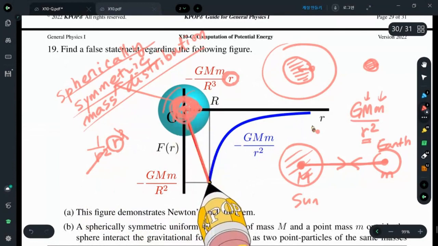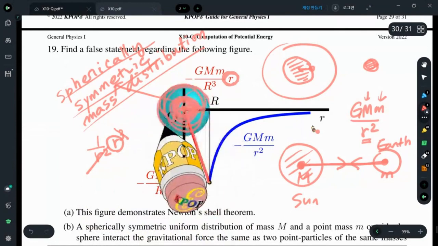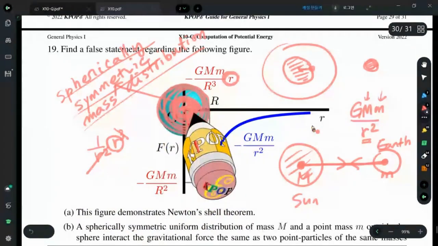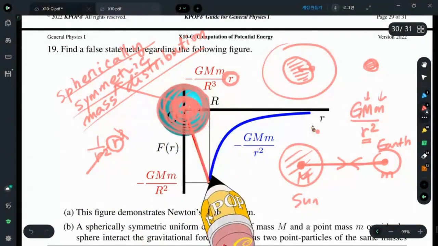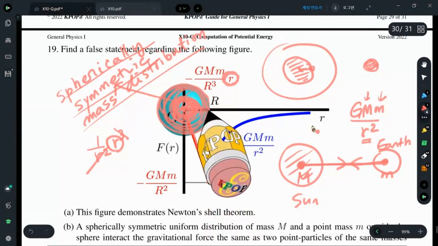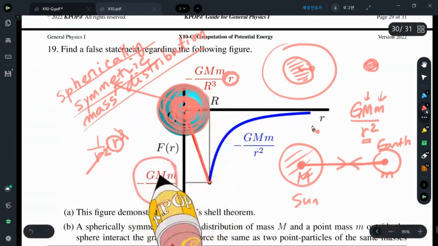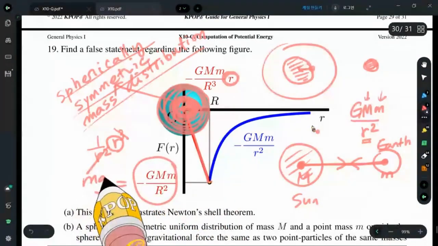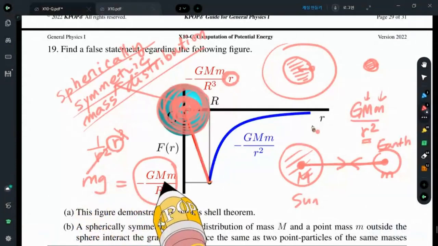And when it approaches the surface, it feels the whole amount of mass inside the sphere. So at the border, just on the spherical surface, just like we on Earth, we feel this, and this is mg, where small g is the gravitational constant times the mass of the Earth, divided by the radius of the Earth squared. This is Newton's shell theorem. So that's it for today.